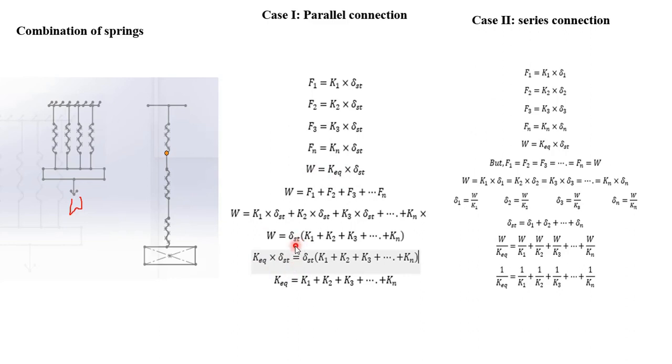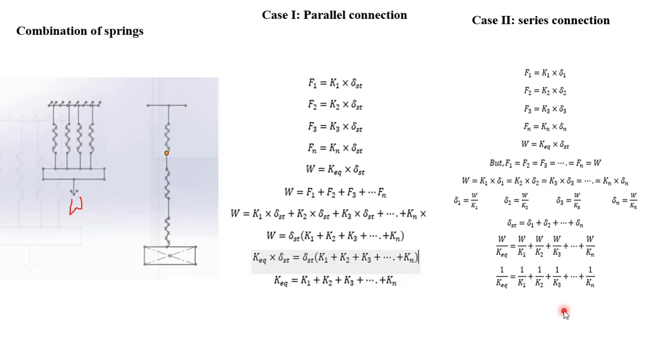Now let's cancel the change in length here. Finally, when springs are connected in parallel, the equivalent spring constant can be calculated based on this formula.